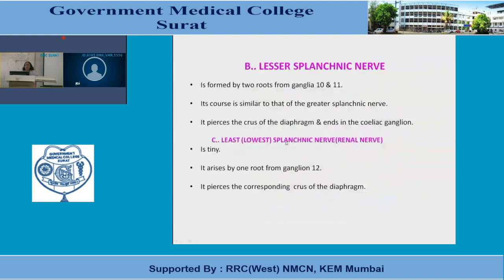Now, what about the least? That is the last branch, the lowest splanchnic nerve, called the renal nerve, which is very tiny. It arises by 1 root from ganglion 12. It pierces the corresponding crus of the diaphragm.